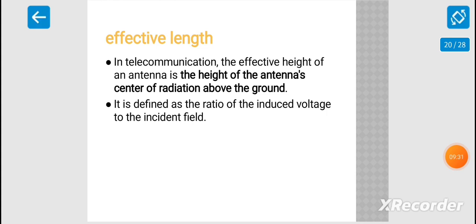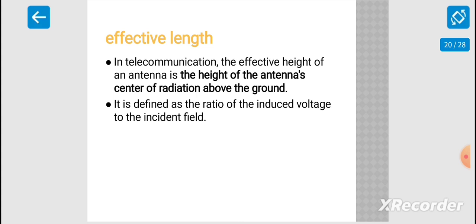Effective length. It represents the effectiveness of an antenna as a radiator or collector of electromagnetic energy. Okay, an antenna can radiate or receive effectively up to a particular distance, called the effective length. I will repeat again. An antenna can radiate or receive effectively up to a particular distance, called the effective length. It is denoted by LE, that is effective length.